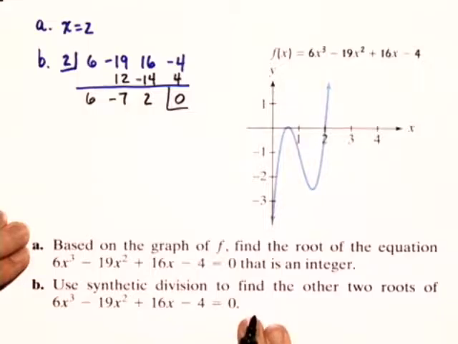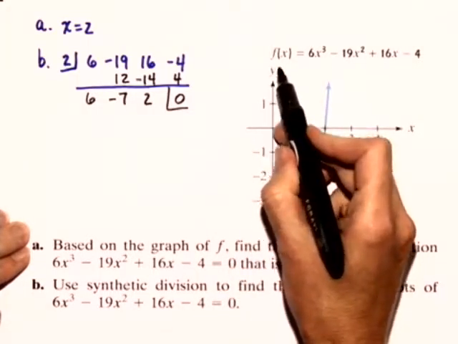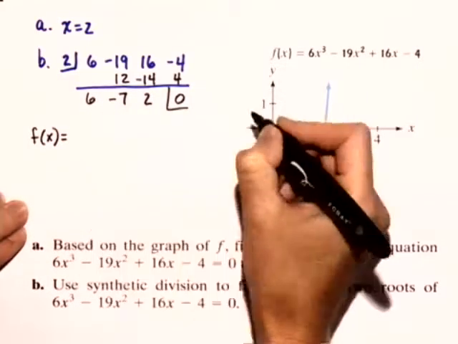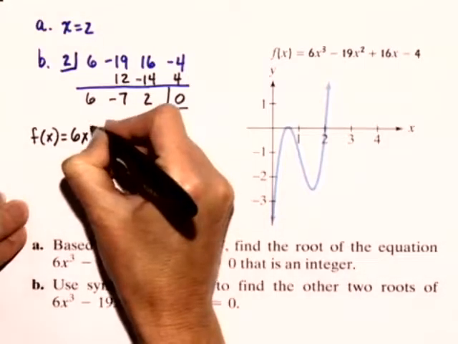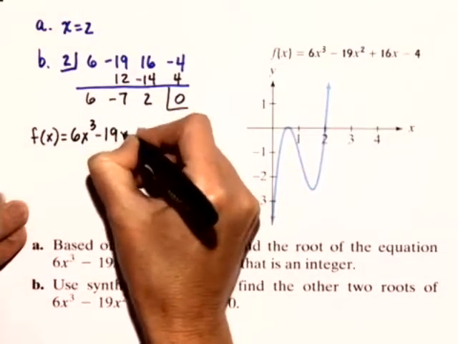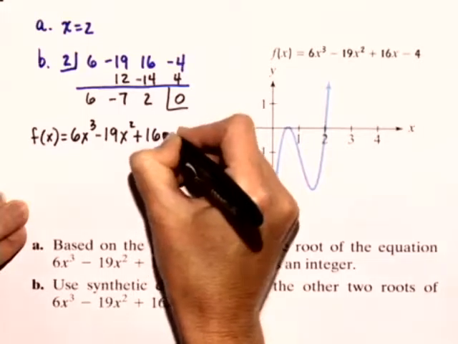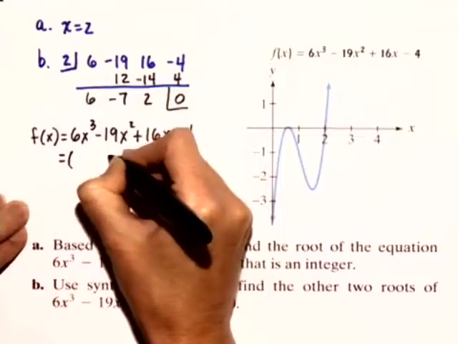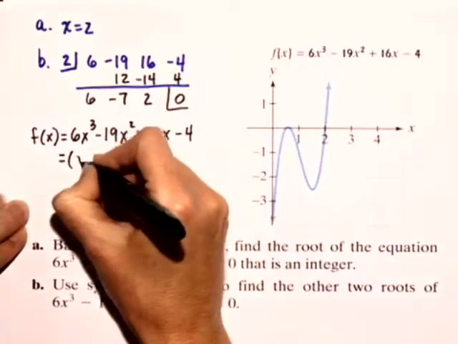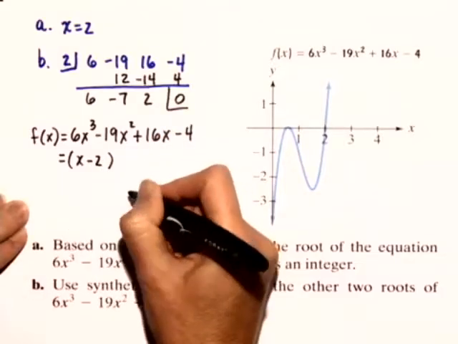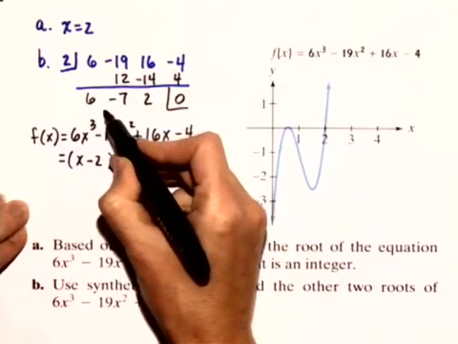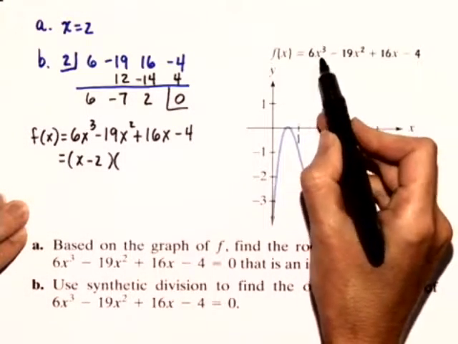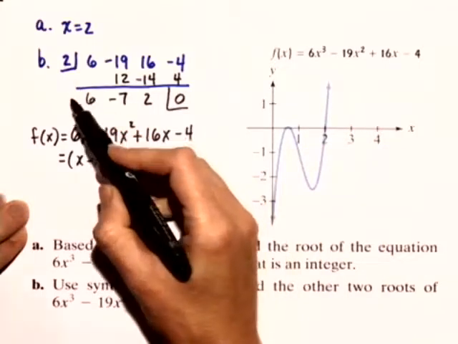So in order to find the other two roots, let's think about our original function like this. f of x is equal to 6x cubed minus 19x squared plus 16x minus 4. It can now be written as partially factored. We can write it as x minus 2, since 2 is one of the roots, times what we have left here after synthetic division. Remember, we were dividing 6x cubed by x minus 2.